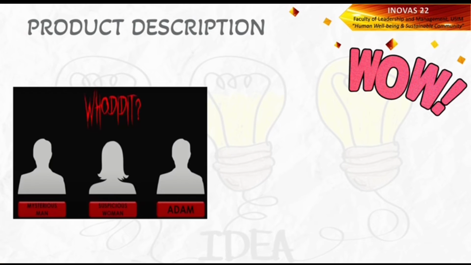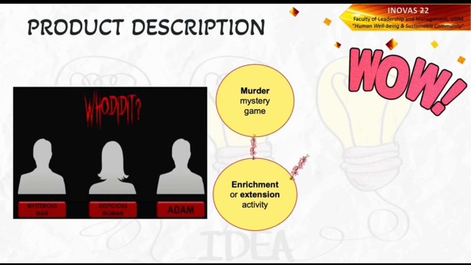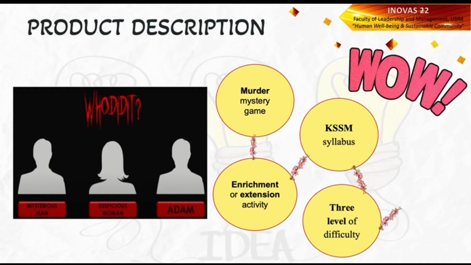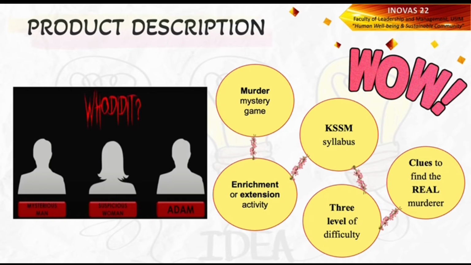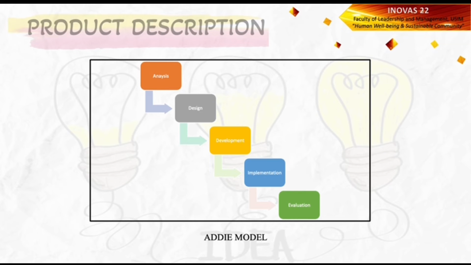As for product description, it is a murder mystery game, fit as an enrichment or extension activity based on the KSSM syllabus. There are 3 levels of difficulty, with every 5 correct vocabulary activities rewarding you with clues to find the real murderer. The model was proven to be useful in developing games. Thus, it was used as a framework to develop Who Did It.